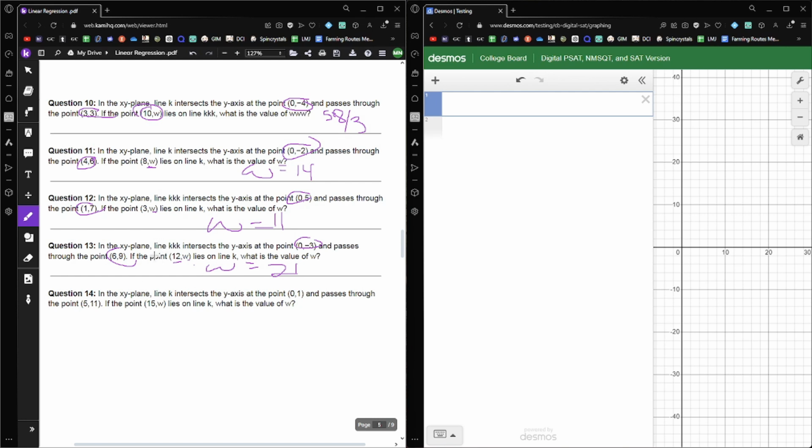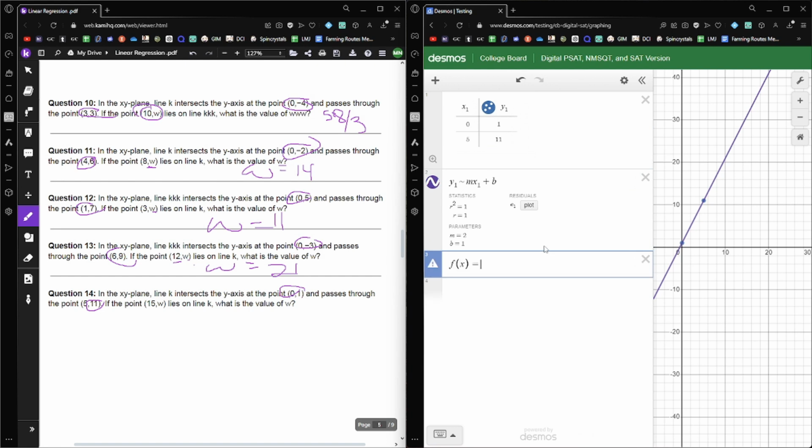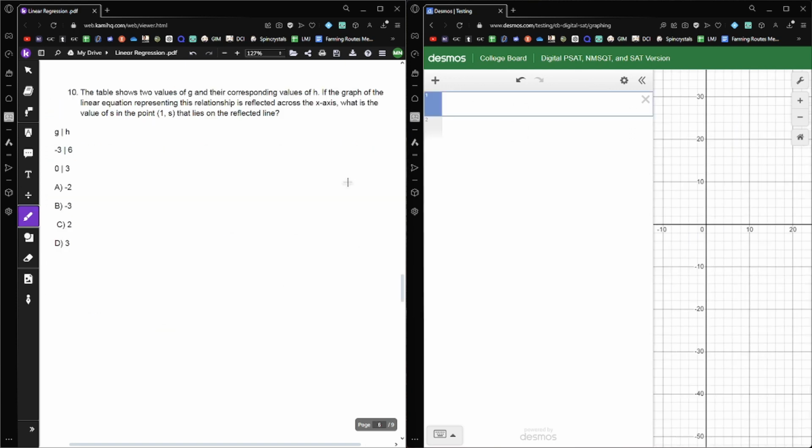Question number 14. This is the last one of this set of questions, so I'm going to try and speedrun it. In the xy plane, line K intersects the y-axis at the point (0, 1) and passes through the point (5, 11). The point (15, w) lies on line K, what's the value of w? We have 2 points, (0, 1) and (5, 11). Let's put that in the regression model. F of x is equal to mx plus b. F of 15 is 31. Boom. W equals 31.